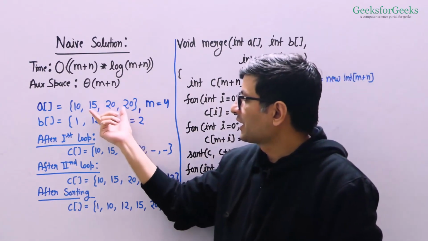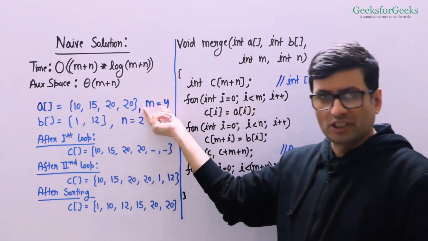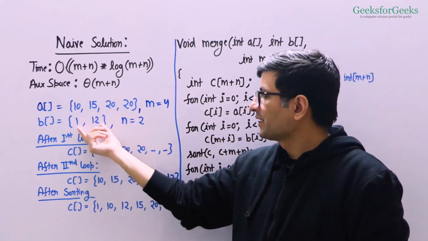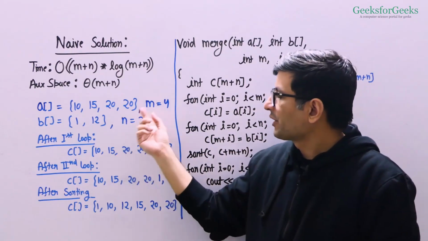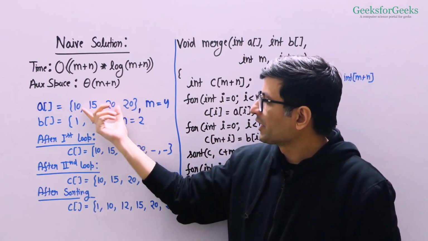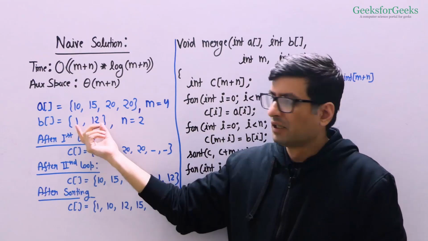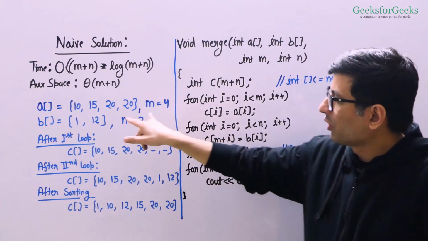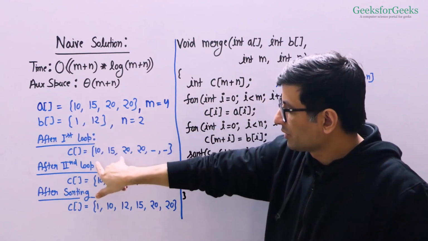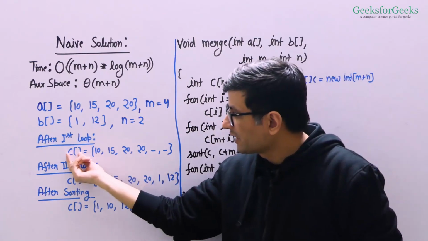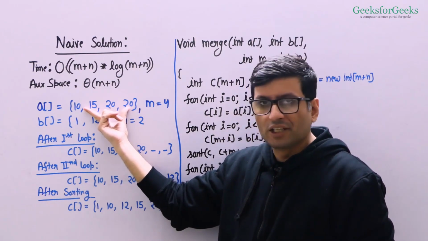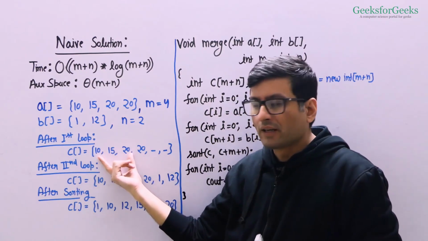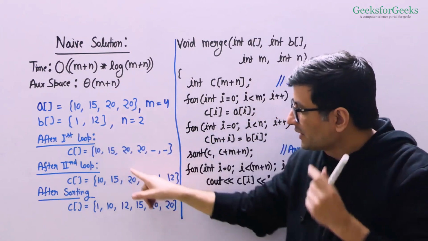Let's say we are given this array A, and M is the length of this array. B is this, and N is the length of this array. What we do first, we create an array of size M plus N, right? We create an array of size 6 in this example. After creating the array, we copy the elements of first array into this array C. So I have created array C of size 6 and first I have copied the array A elements into the array C. Now we copy the array B elements into C.